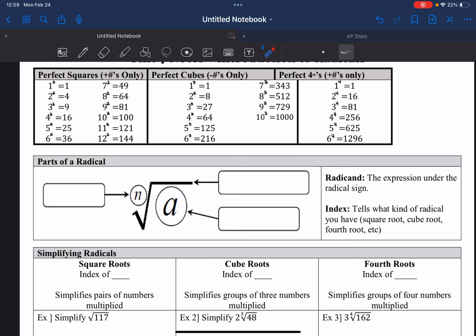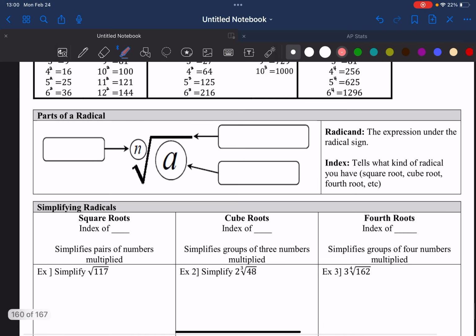Same with perfect cubes. I could take the cube root of 64 and get 4. I could take the cube root of 512 and get 8. And then with perfect fourths, I could take the fourth root of 625 and get 5, or the fourth root of 16 and get 2. Notice on the top of each of them, it's mentioning what kind of numbers we would get. So perfect squares, it's only positive numbers. Same with perfect fourths. And then perfect cubes, it could be negative numbers.